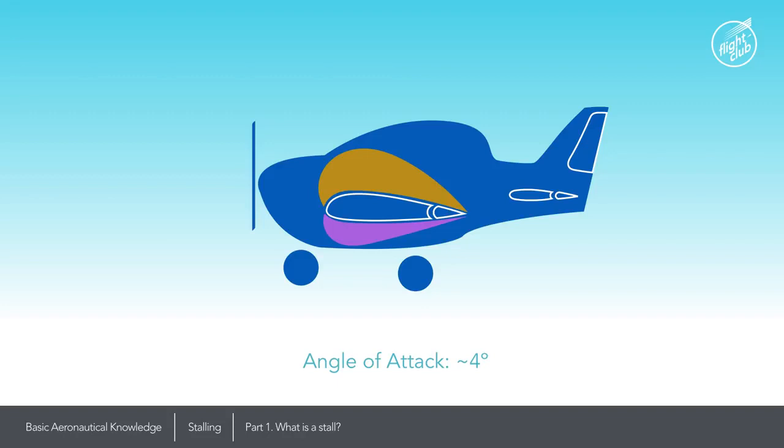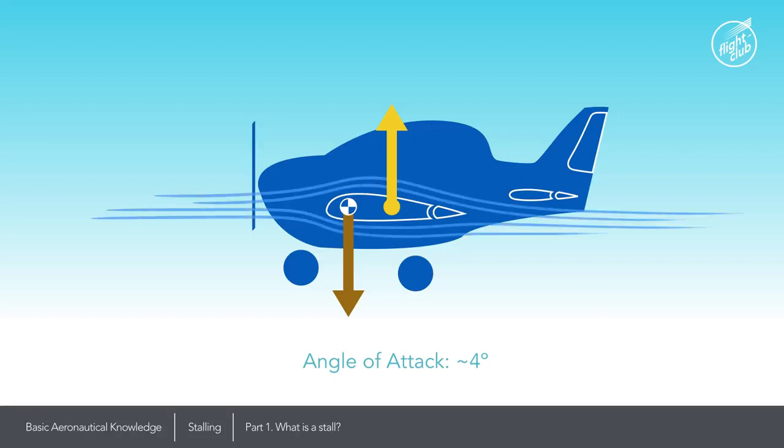For demonstration purposes, these lifting forces can be combined to act from a single mean point, shown here by the lift vector, called the centre of pressure. In straight and level flight, lift equals weight, and the airflow is smooth along the wings.